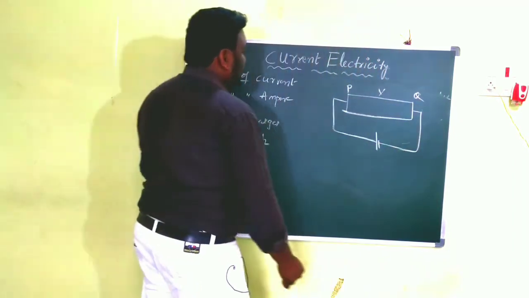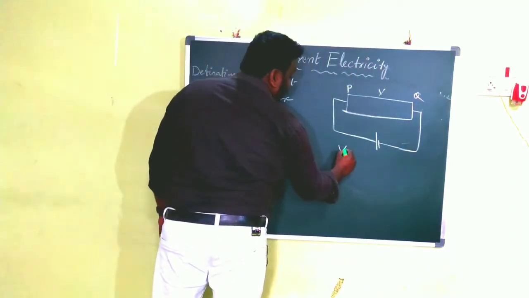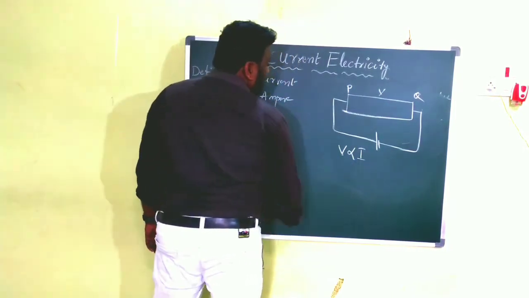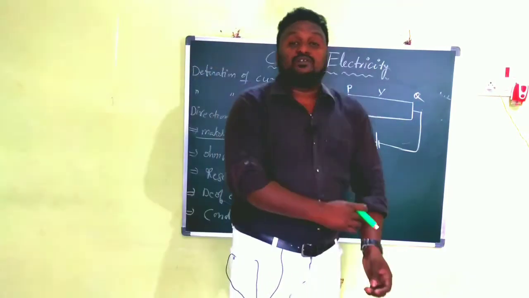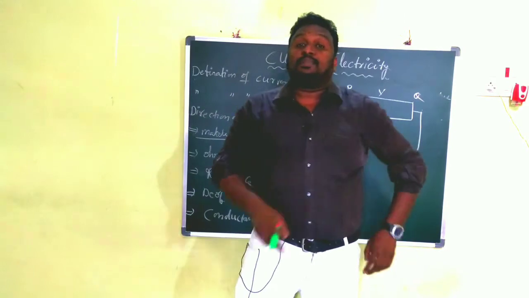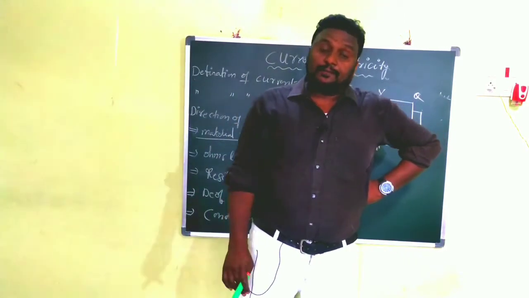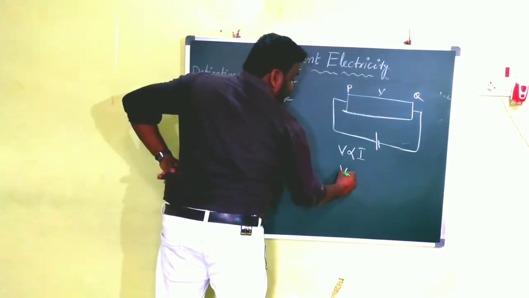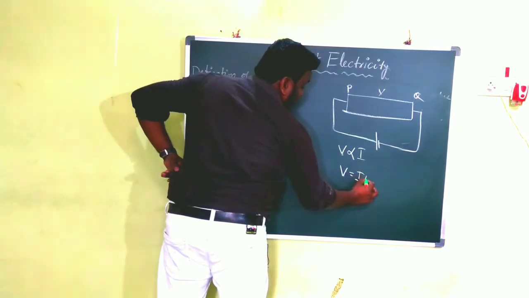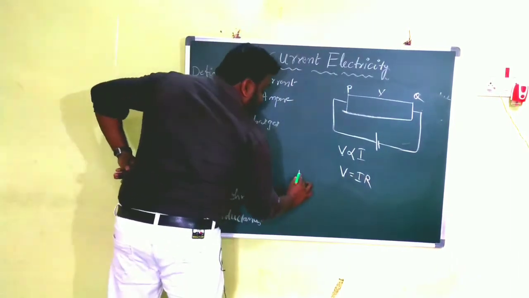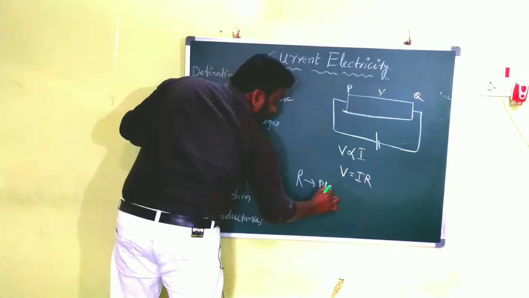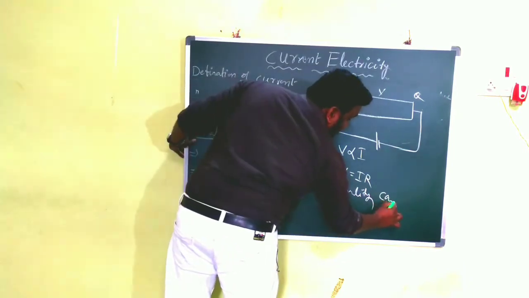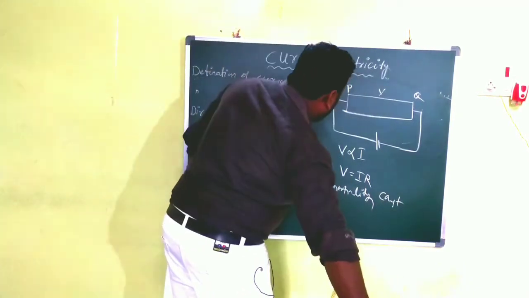So now, at constant temperature we are writing V is proportional to I. What is V? The potential difference we applied. And what is I? The amount of current passing through the conductor. V is proportional to I. That is what we call Ohm's law. And now to equate them we use one constant, so V equals I into R. Here R is called the proportionality constant.